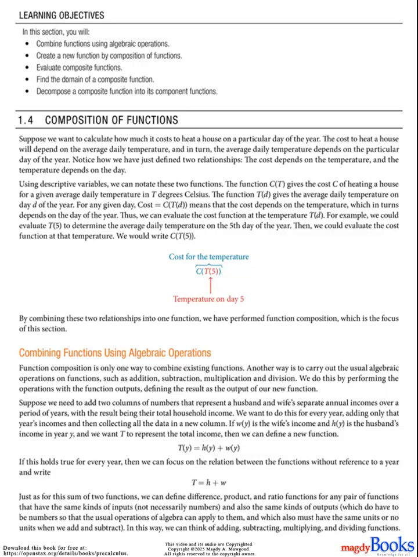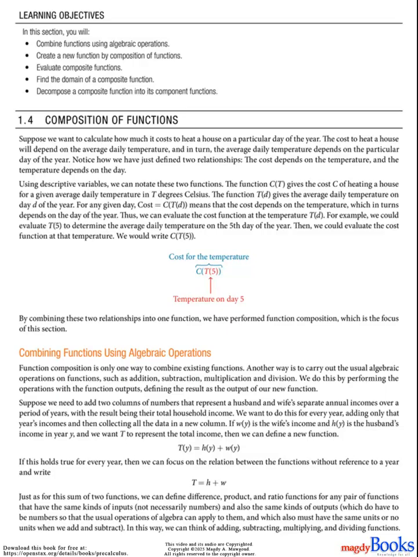For example, we could evaluate T(5) to determine the average daily temperature on the 5th day of the year. Then, we could evaluate the cost function at that temperature. We would write c(T(5)). Cost for the temperature equals c(T(5)). Temperature on day 5 equals T(5). By combining these two relationships into one function, we have performed function composition, which is the focus of this section.